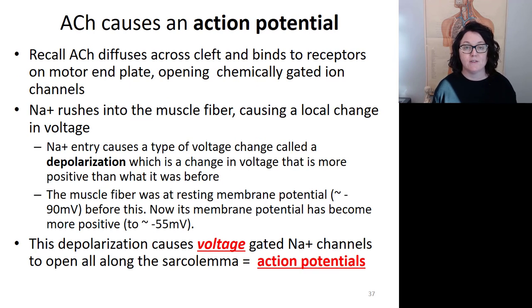Acetylcholine is that neurotransmitter released by the neuron at the neuromuscular junction. The acetylcholine travels across the cleft and binds to receptors in the cell membrane of the sarcolemma. We call that area of the sarcolemma the motor end plate. The acetylcholine would open the receptor because the receptor is a chemically gated ion channel. Acetylcholine is the chemical that opens the gate, and when the gate is open, ions, specifically sodium, can flow through.